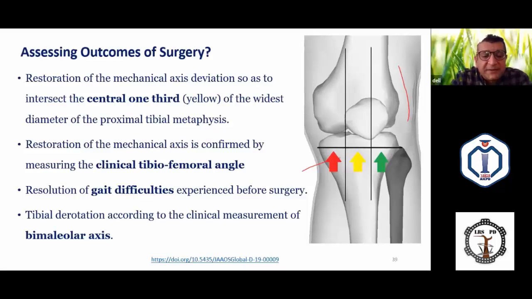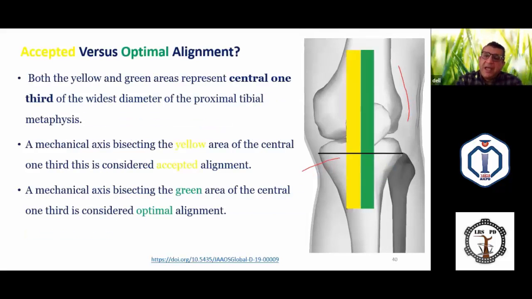And then, for this specific point, to see the tibial derotation, we have used the bimalleolar axis, which is a clinical measure. This is a little bit more detailed. If you read the article, you will find even more details on this, a little bit of refinement of the outcome measures.